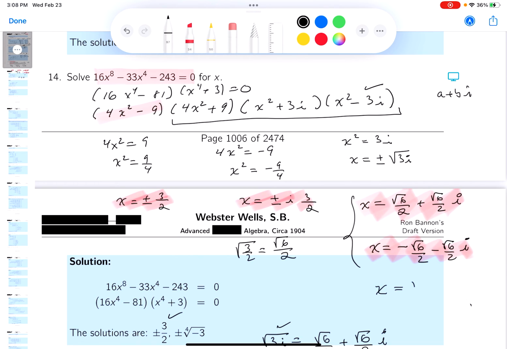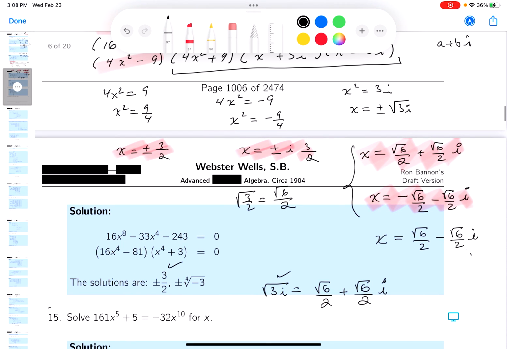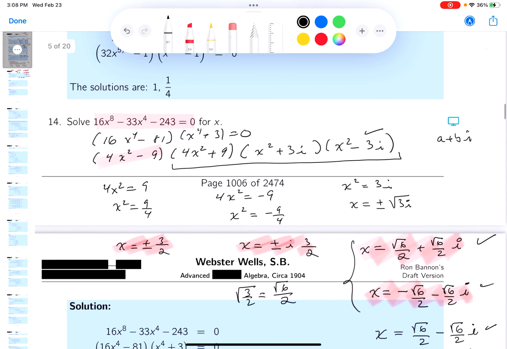What's the conjugate pair going to be? Root 6 over 2 minus root 6 over 2 i, and that's the conjugate pair of that one. Let's do the other one: x equals minus root 6 over 2 plus root 6 over 2 i. And that's the conjugate of this one over here. I want to go through the work, though. And I realize that's painful.